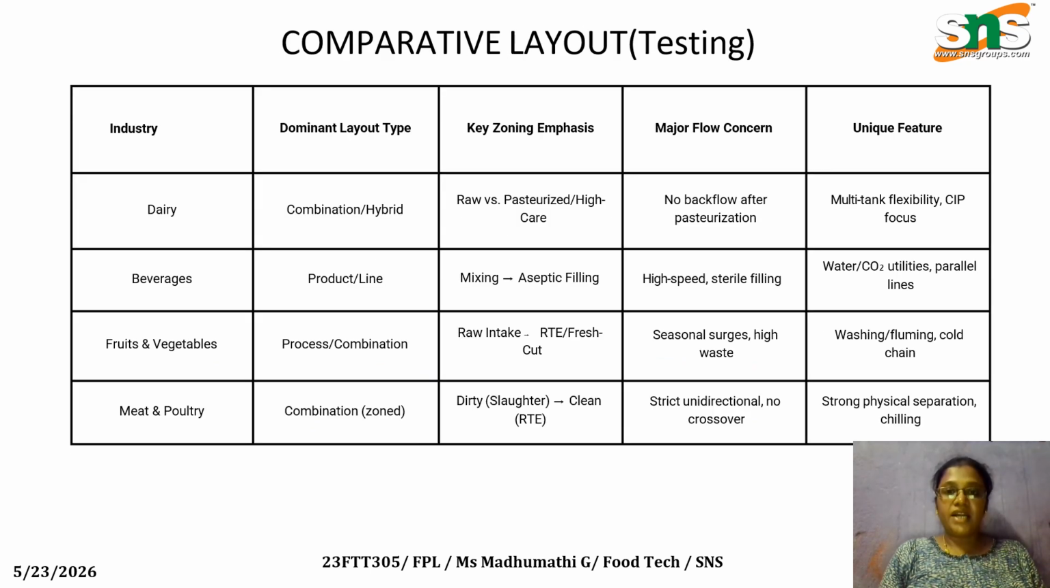And this is a comparative layout, where the different types of industry are listed out, along with the dominant key zoning, major flow concern and unique features. What has to be taken care of is strictly listed out in this comparative layout table.